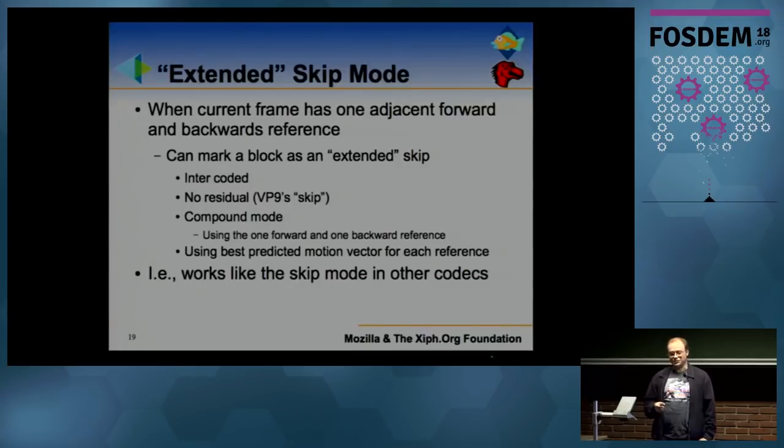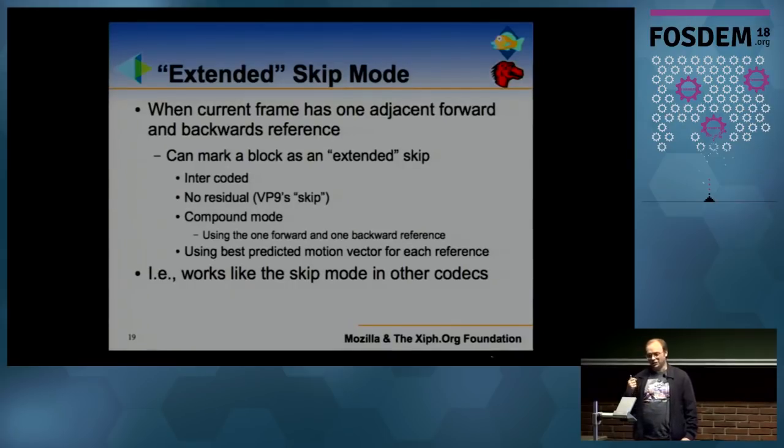We also added this extended skip mode. If you recall, a skip mode in VP9 just means that you don't code a residual, but you still have to code which reference frames you're using and what prediction mode you're using and which motion vectors you're using and all this other stuff. So what we do now is when we have a reference frame right before the current frame and a reference frame right after the current frame, we can enable this extended skip mode. And if a block is marked as an extended skip, then we know right away that it's intercoded. We know that there's no residual, which is what the old skip was. We force it to be coded in compound mode, which is the VP9 term for biprediction.